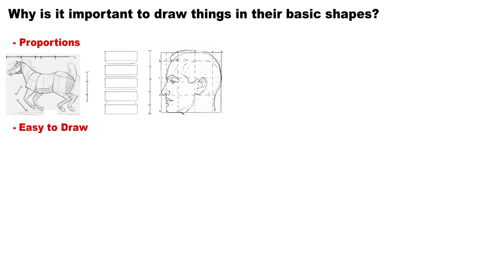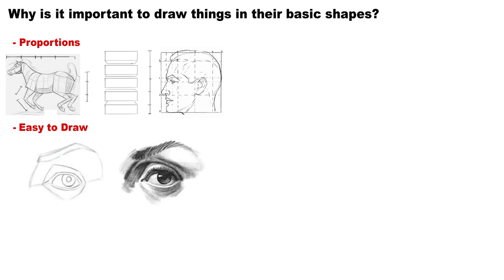Benefit number 2, easy to draw. If you get the proportions right in the basic shapes phase, it will make filling up the details a much easier process. You won't have to check your drawing every minute and think there is something wrong with it and try to fix what is foundationally wrong. It removes a lot of the frustration for a beginner artist and makes the detailing part a much more enjoyable experience.